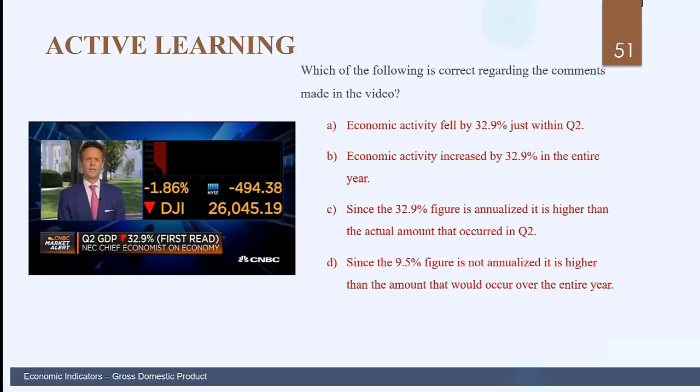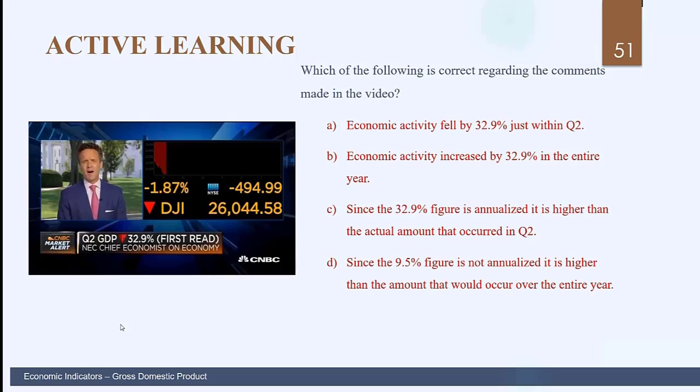Okay, so which of the following statements is correct? So hit pause. Okay, I'm back. Let's look at statement A. So it says that economic activity fell by 32.9% just within quarter two.